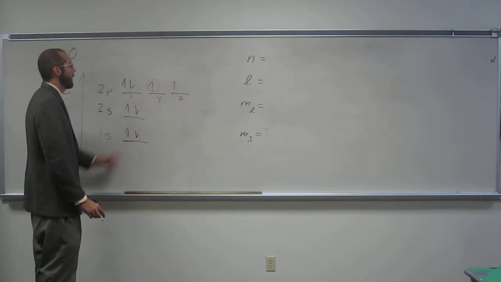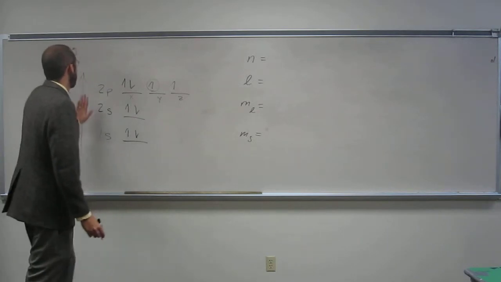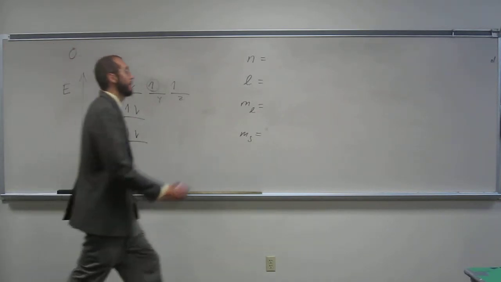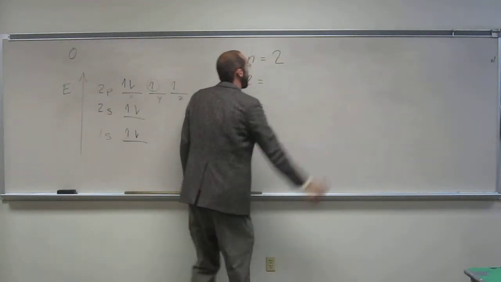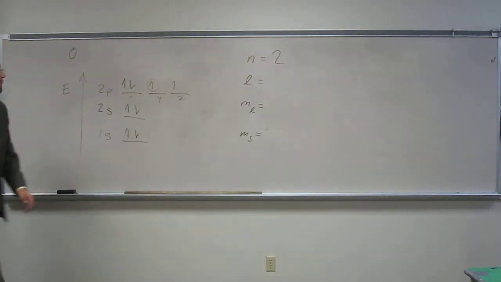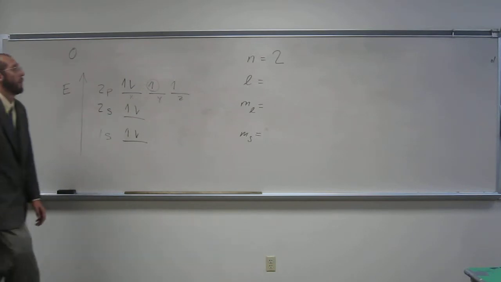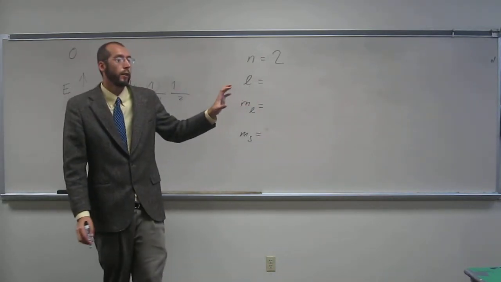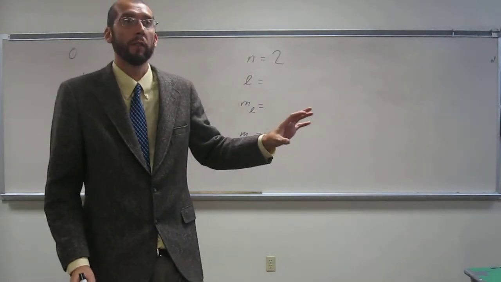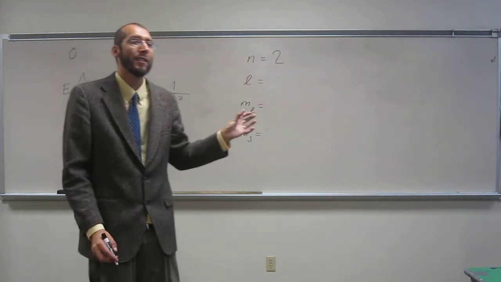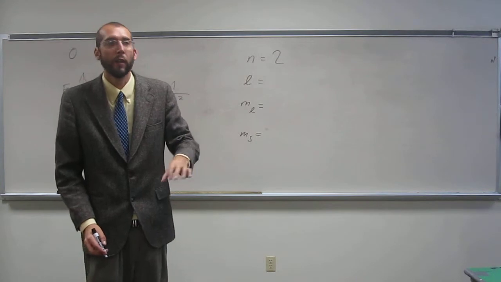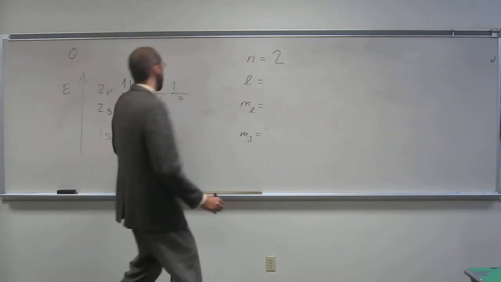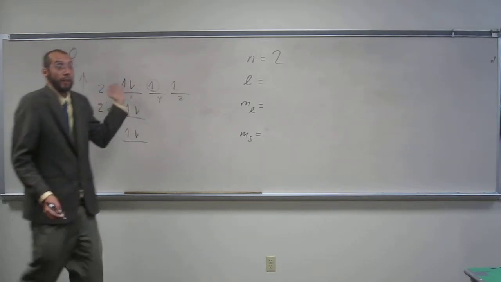Okay. So the sixth one, well, its principal energy level is going to be 2, because that's the period that it's in. Okay. So the angular one describes what type of orbital it's in. S is 0, P is 1, D is 2, F is 3. So this is going to be what type of orbital? P. So it's a 1.